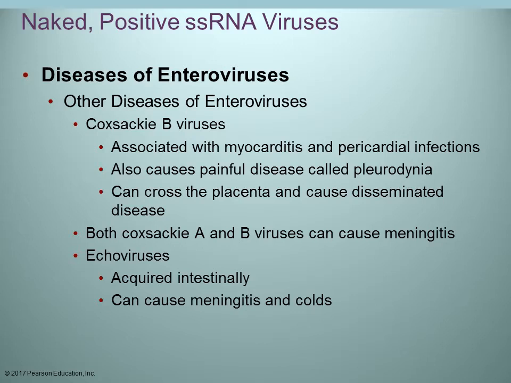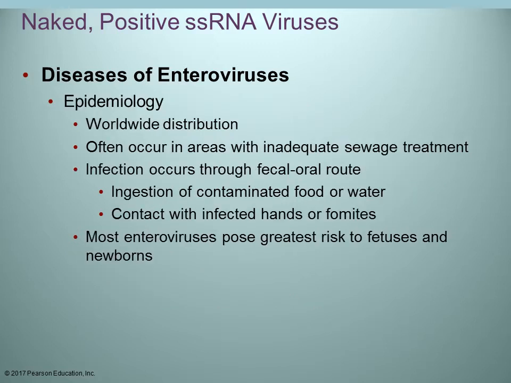Coxsackieviruses can cause infections of the heart, myocarditis and pericardial infections. It can cross the placental barrier. Both Coxsackie A and Coxsackie B can also cause a form of meningitis. Echoviruses are going to be causing intestinal problems. That's the way they're ingested and acquired, through eating contaminated food. They can cause meningitis and colds as well. These are found throughout the world.